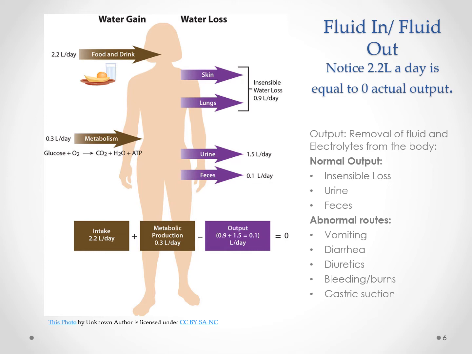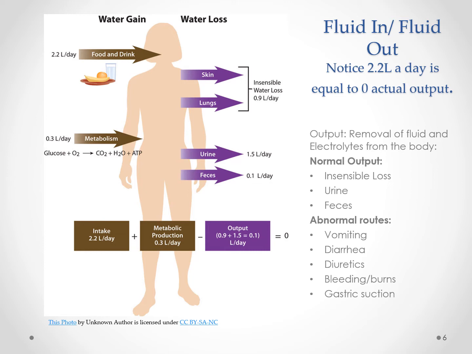Okay, let's see what else. We have your output. So this is zero output if that's all you're taking in. Do you see how that works? Your body really uses a lot of water a day, doesn't it? Notice that 2.2 liters a day is equal to zero output. Normal output routes are insensible losses, feces and urine.